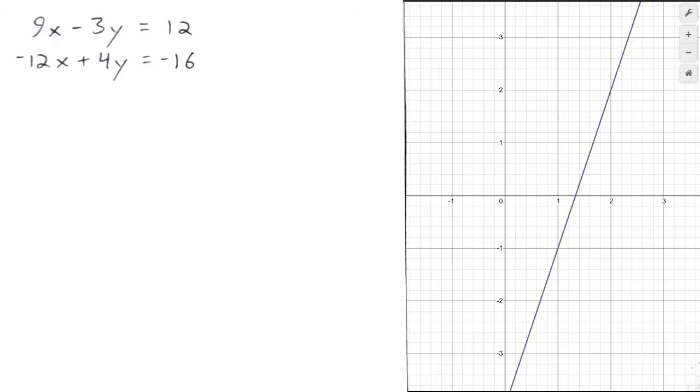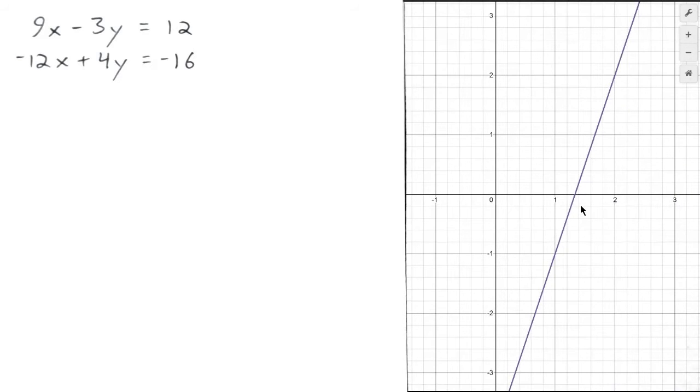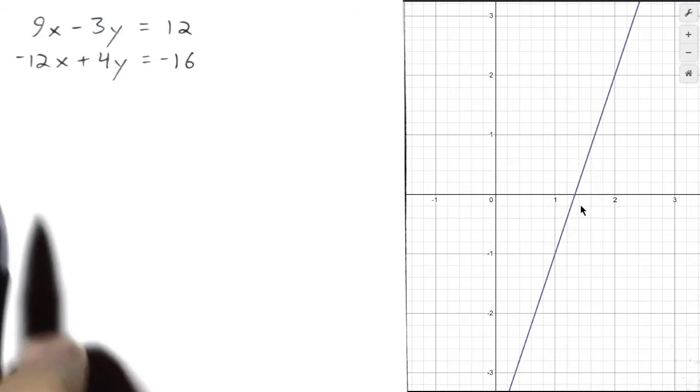Now, I'm pretty sure about that. I'm not 100% sure. These lines look like they're lying exactly on top of each other based on the graph. But are they really? Maybe they're just really close together. So to be absolutely sure, we should solve this algebraically and see what happens. So I am going to solve this using my favorite method, the addition method.